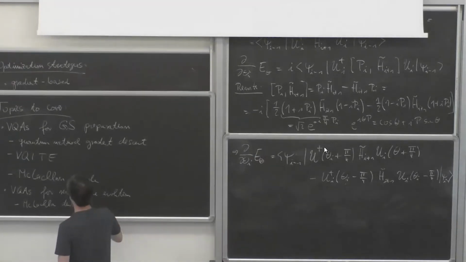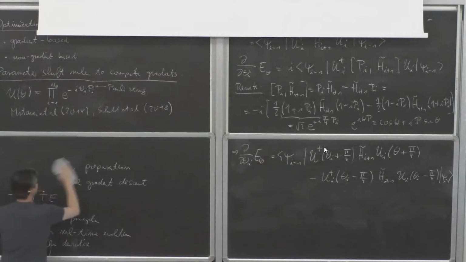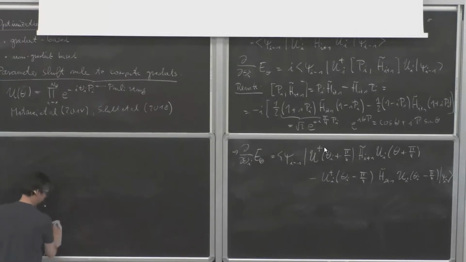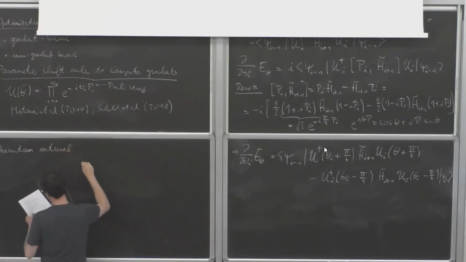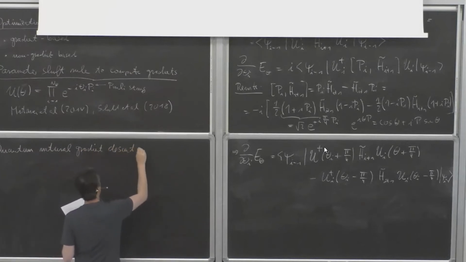Okay, so we covered the first bullet point, so that's fine. So now let's talk about quantum natural gradient descent, because it's a nice method, and it also connects different methods that are being proposed in the literature. So I think it's worthwhile not to skip knowing about this.